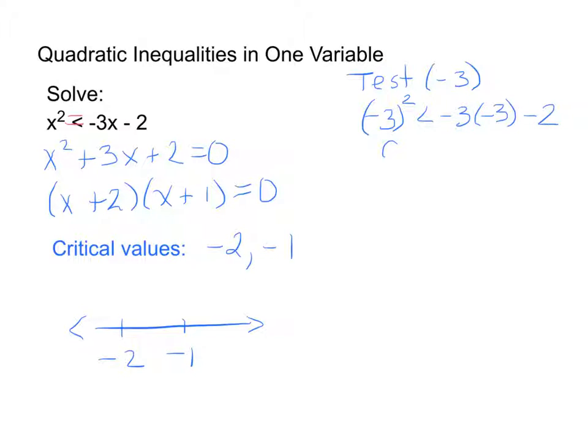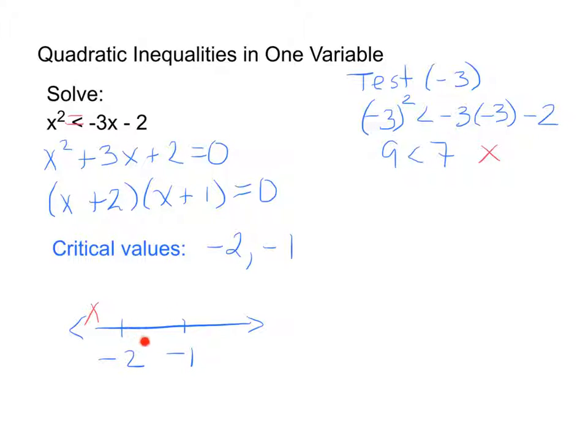This comes out to 9. That's going to be 9 minus 2, right? So 7. Is that a true or a false statement? 9 is less than 7. False. And so I'm going to put an X in that section on my number line, right there. Which means the numbers in this region to the left of negative 2 are not a part of the solution to this inequality.